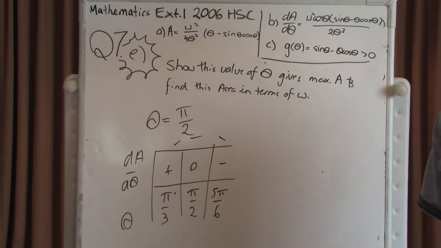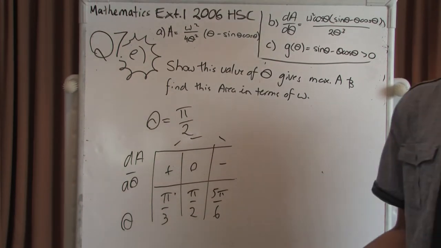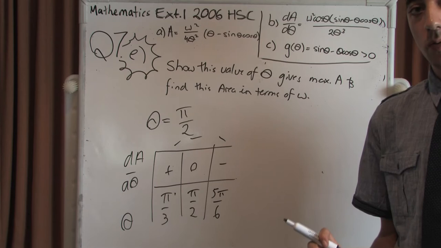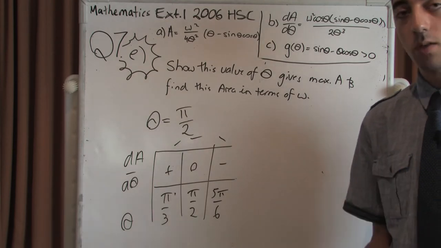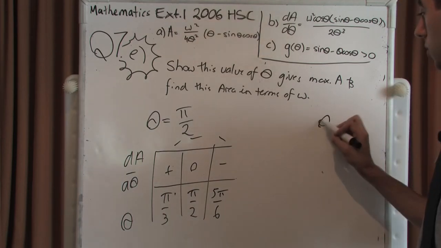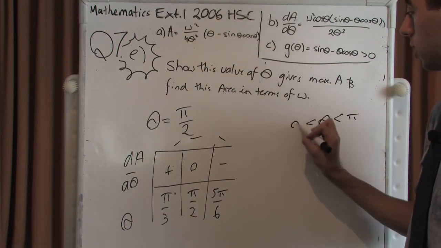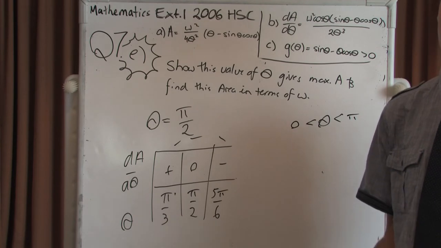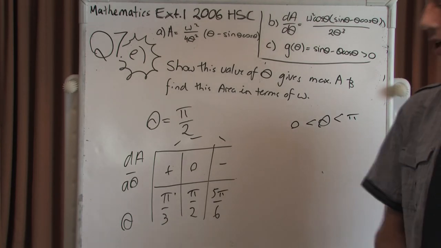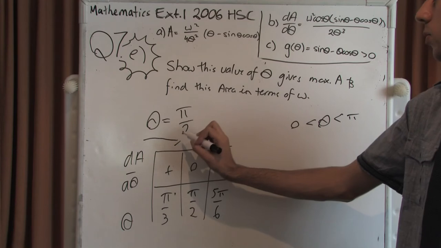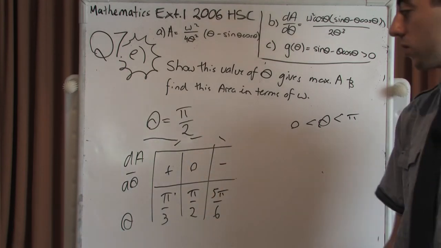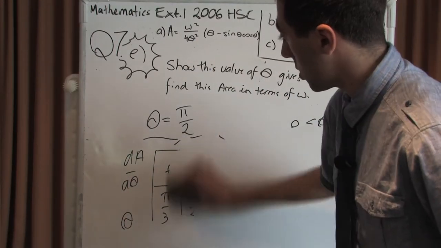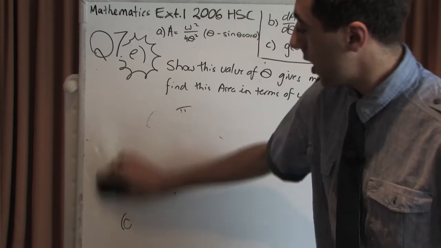But if you want to take it one more step further, remember in part D it said show that this is the only point for which the derivative is equal to 0. That already hints that it is the only stationary point in the domain of theta between 0 and pi. So that shows us that it is the absolute maximum for that domain. Again, we reiterate that theta equals pi on 2 is in fact the global or absolute maximum for this domain.